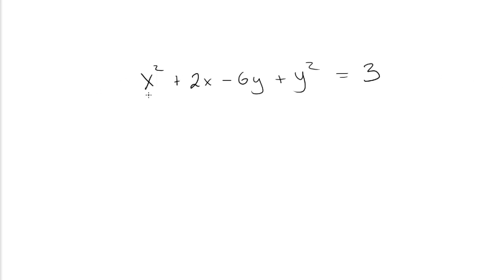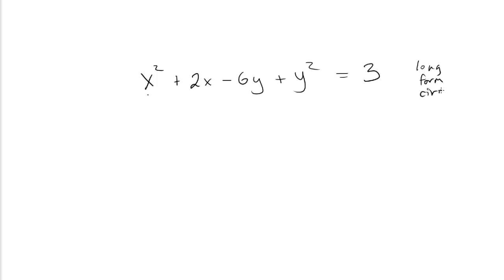Okay, that's fine and well, but what would we do if we saw the following equation? x squared plus 2x minus 6y plus y squared equals 3. What would you do? Hopefully your answer is not, I would panic. This is a long equation with two variables. In fact, it's what we would call a long form circle equation.